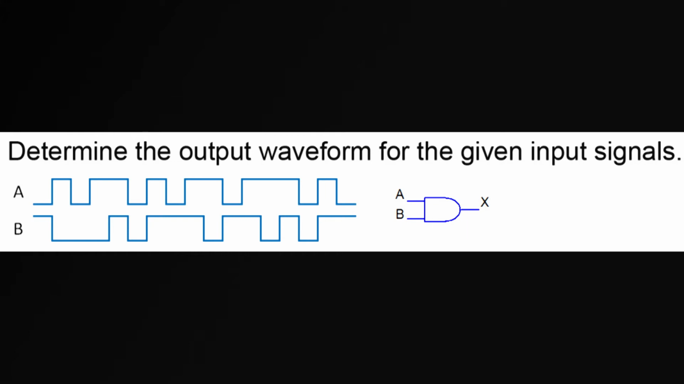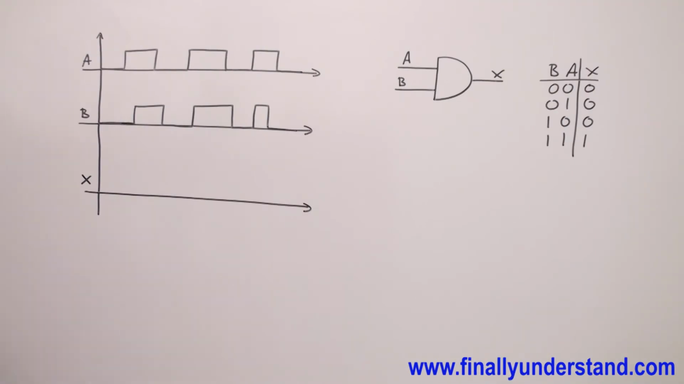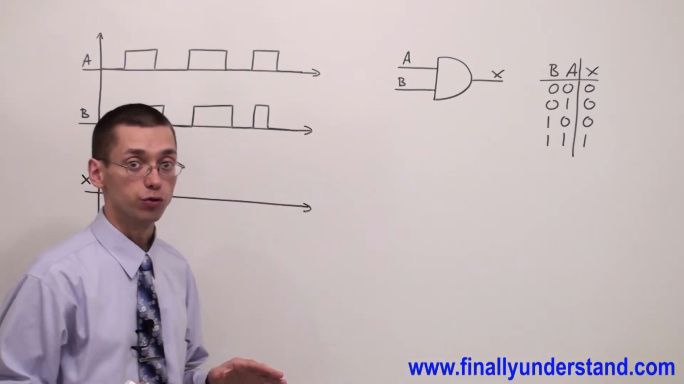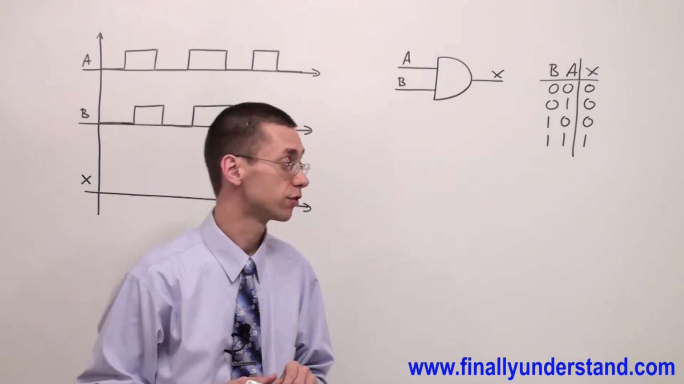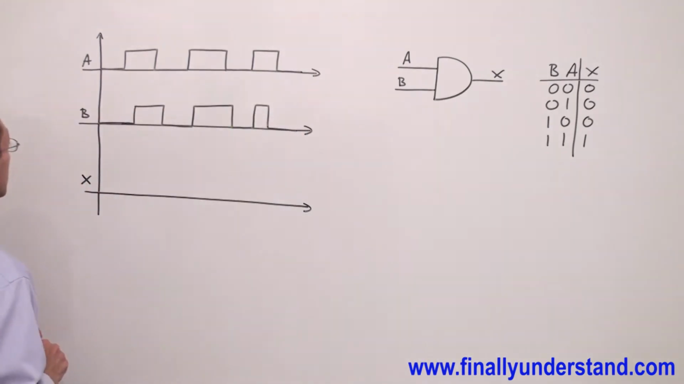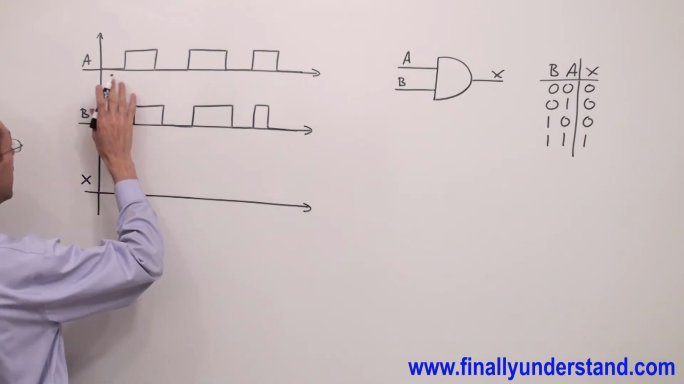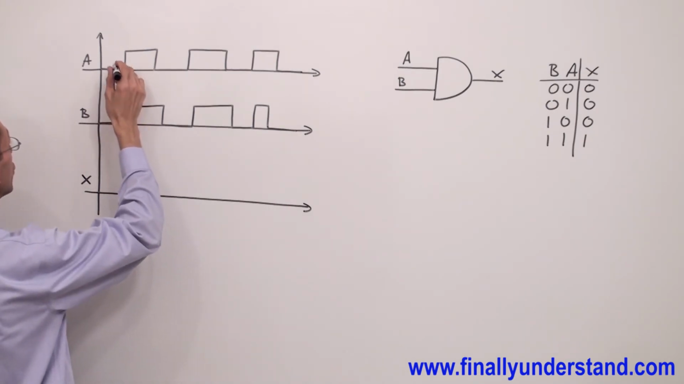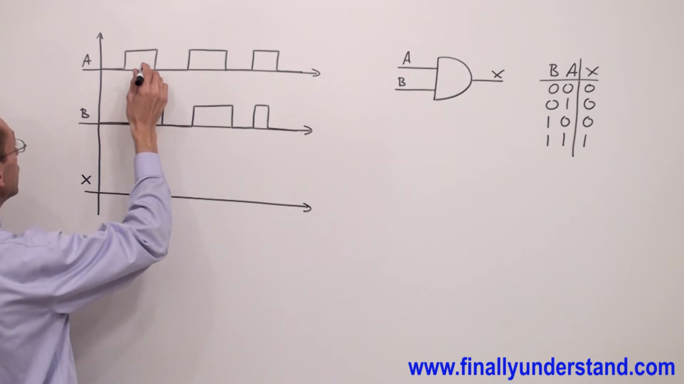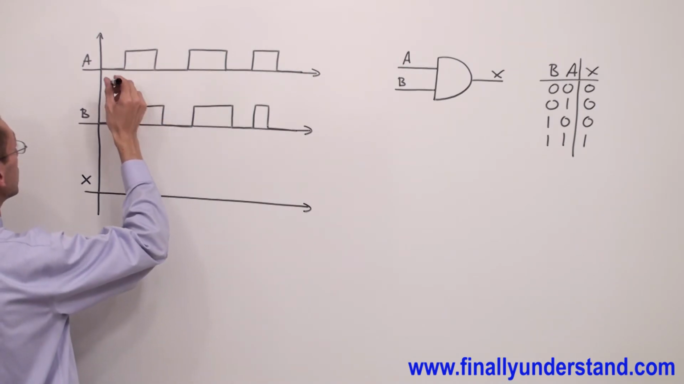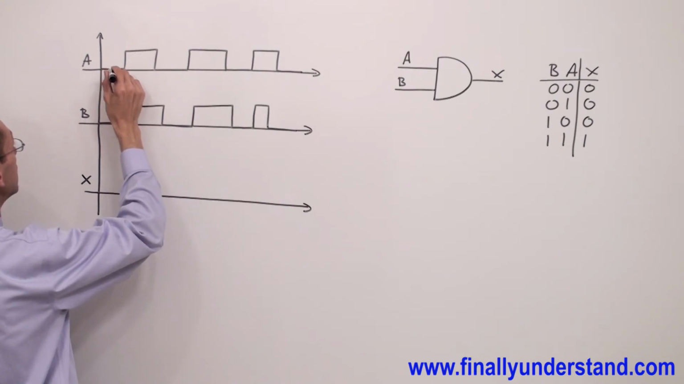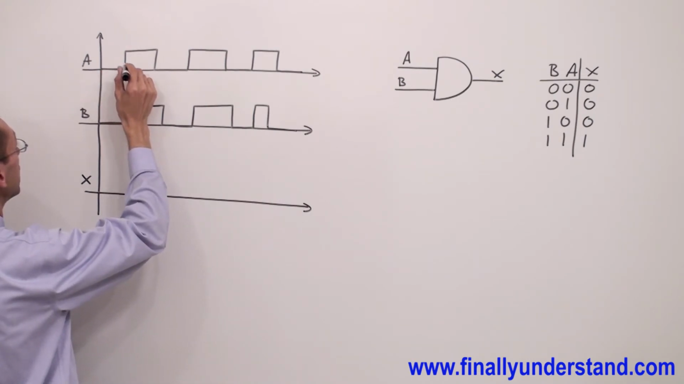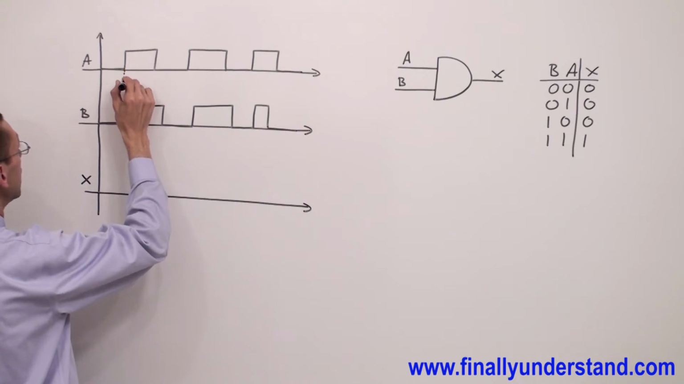Determine the output waveform for the given input waveforms. So, what are we supposed to do first? Like we did before, we're supposed to draw the dashed lines for both waves. Anytime you notice any transition from 0 to 1 or from 1 to 0, you're supposed to simply draw the dashed line from that point. Please notice that this 0 will change to 1 at this moment, so that's why I have to draw the dashed line.